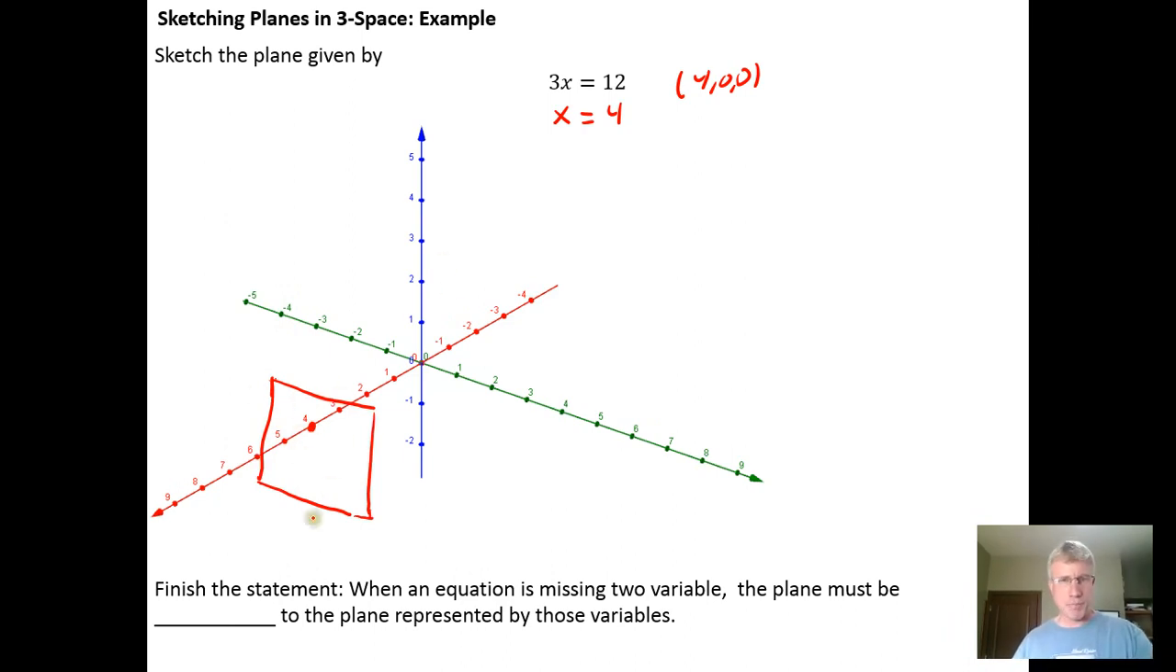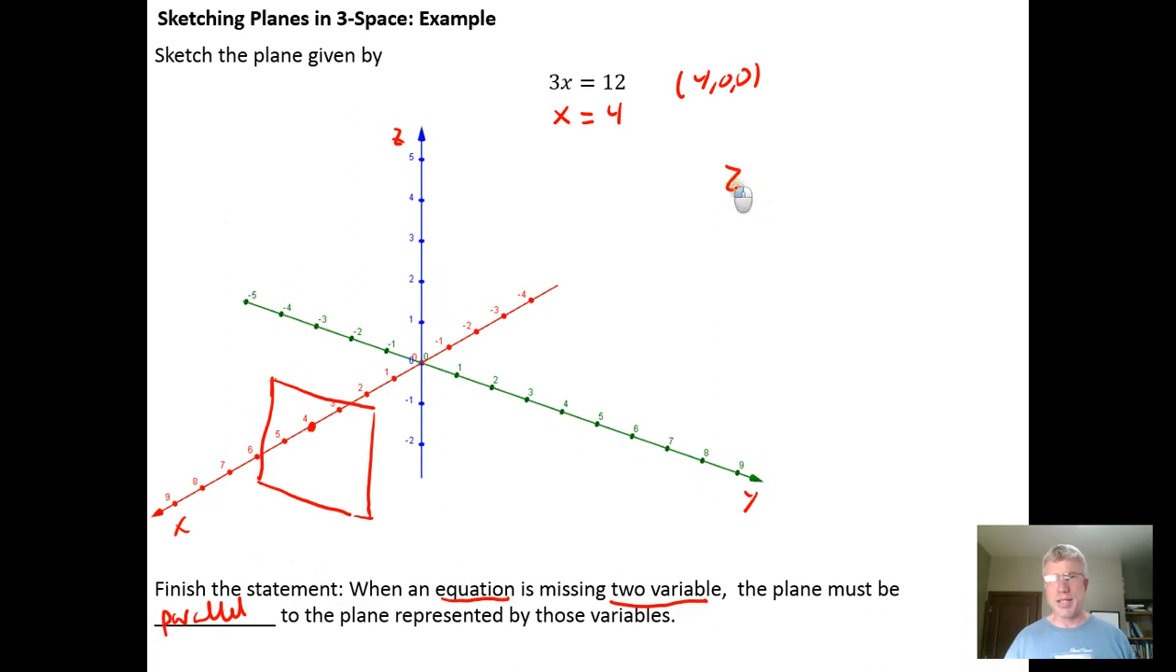In fact, this plane has to be parallel to the yz plane. Because each of the y and z variables are missing, the plane must be parallel to each of the y and z axes, which makes it parallel to the entire yz plane. And in fact, this plane is actually hitting the xy plane at a 90-degree angle. So when we have an equation for a plane that's missing two of its variables, the plane must be parallel to the plane represented by the missing variables. So here y and z were missing, so the plane that I get is parallel to that yz plane.